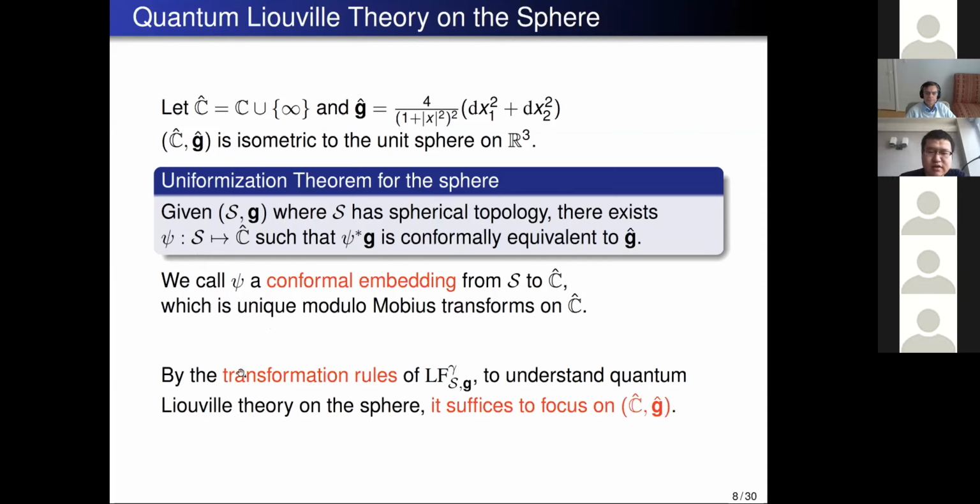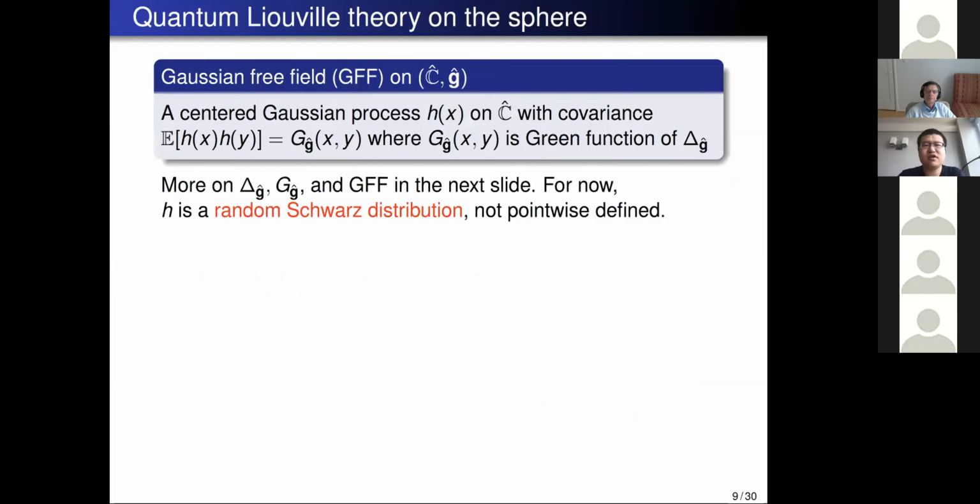So recall the transformation rules of the Liouville field. We know that in order to understand the quantum Liouville theory on this sphere, it suffices to focus on the unit sphere case. The quantum Liouville theory has a very simple relation to the Gaussian free field. So I will first give the definition of that.